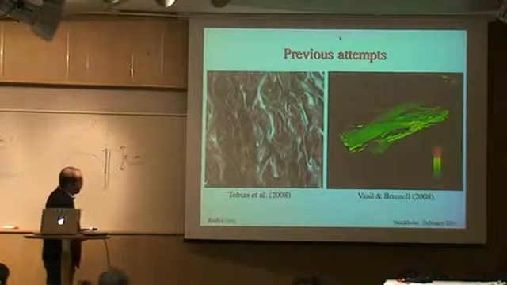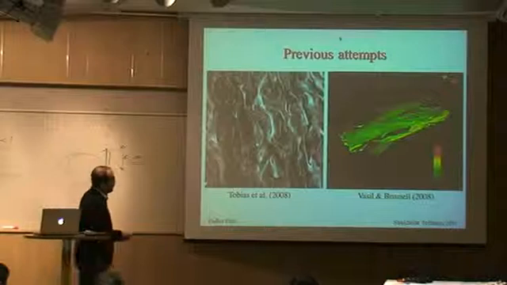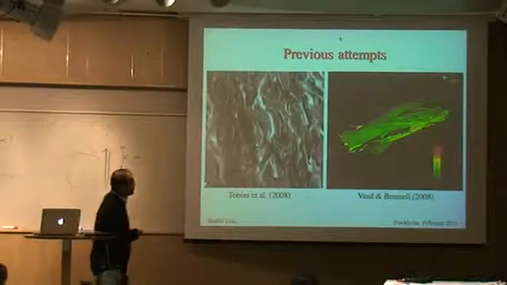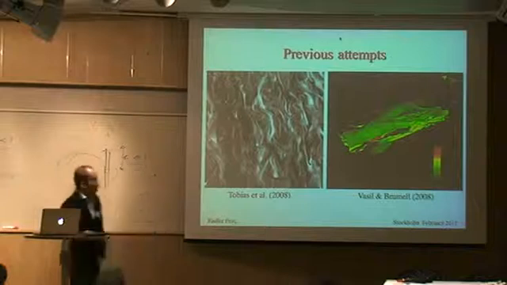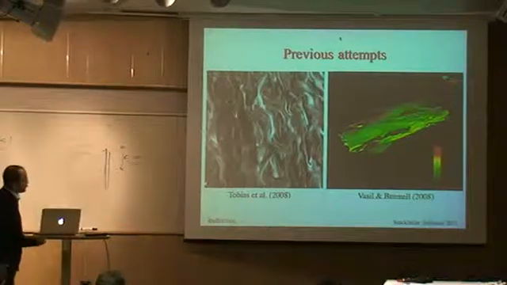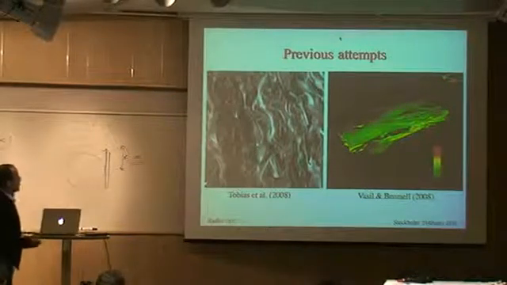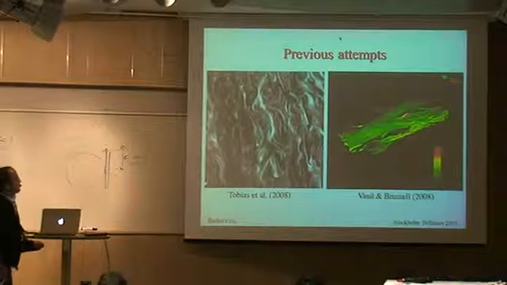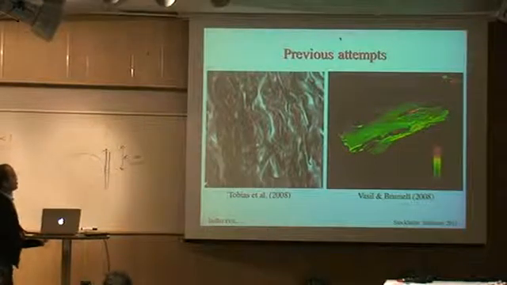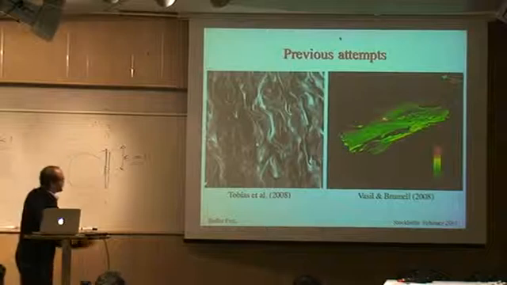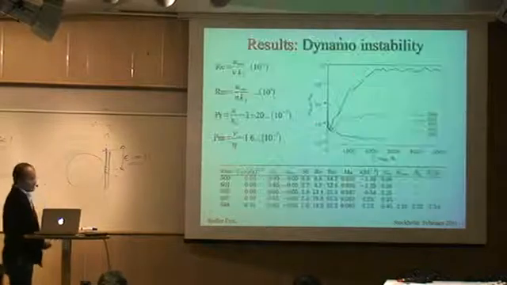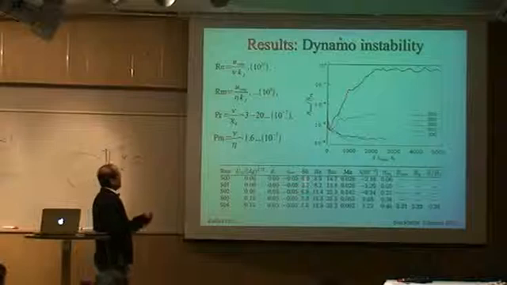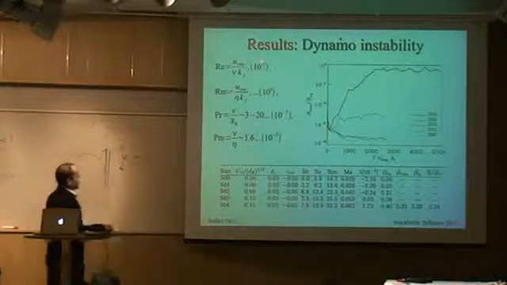And this is another attempt by Vasil and Brummell, 2008. In this case, there is no convection, but there is a strong shear layer located in the middle of the domain, and there is fragmentation of this magnetic field layer, and occasionally these magnetic structures form here. But the results that we have is that we have a model with a magnetic Reynolds number.